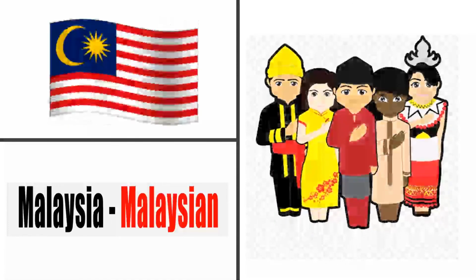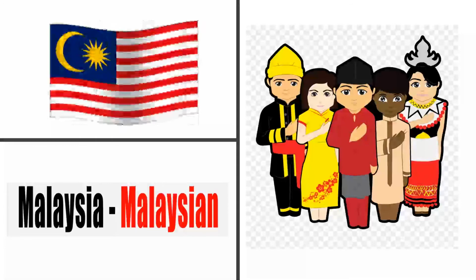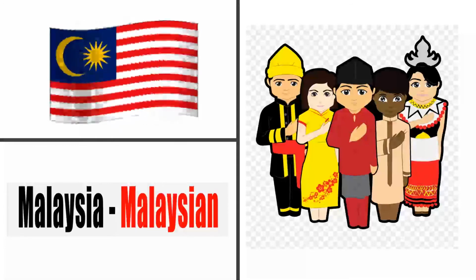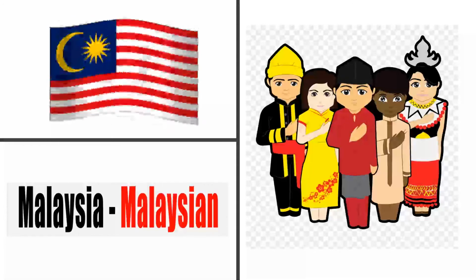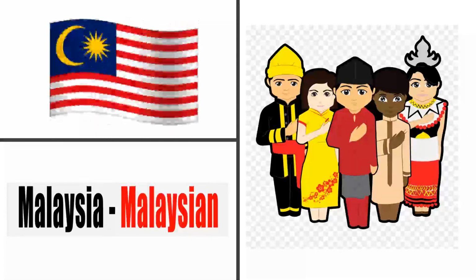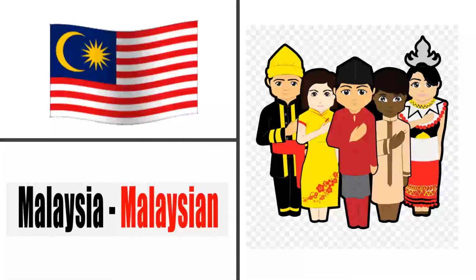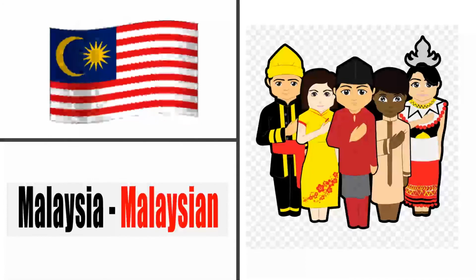Okay, so our first vocabulary for today is Malaysia. Malaysian. I repeat, Malaysia. Malaysian. Okay, so what's Malaysia? We've learned it last week. Yes, this is the Malaysian flag and Malaysian people. So Malaysia here refers to the country, and then Malaysian refers to the people who live in Malaysia. Okay, so again, Malaysia, Malaysian.